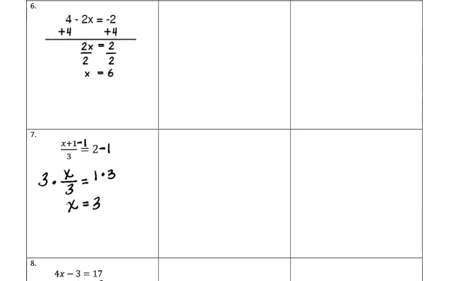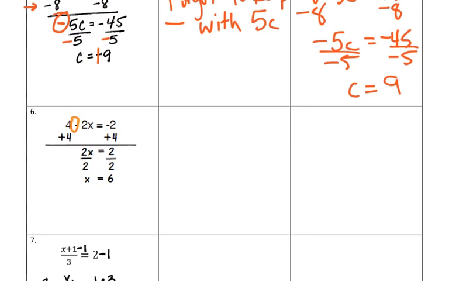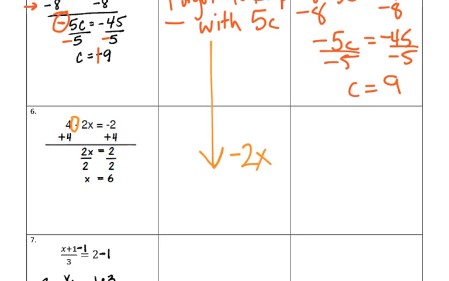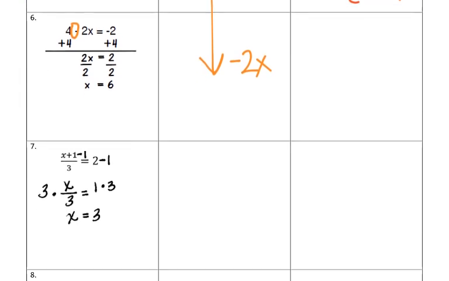Number 6 here. So we've got 4 minus 2x equals negative 2. So we have the plus 4 on both sides. Once again, we should have noticed it's the same way, right? Okay, except with the 2x. Trying to drill some of these, I see these mistakes a lot, so I'm trying to drill them in your head, guys. So we get 4 minus 2x equals negative 2.